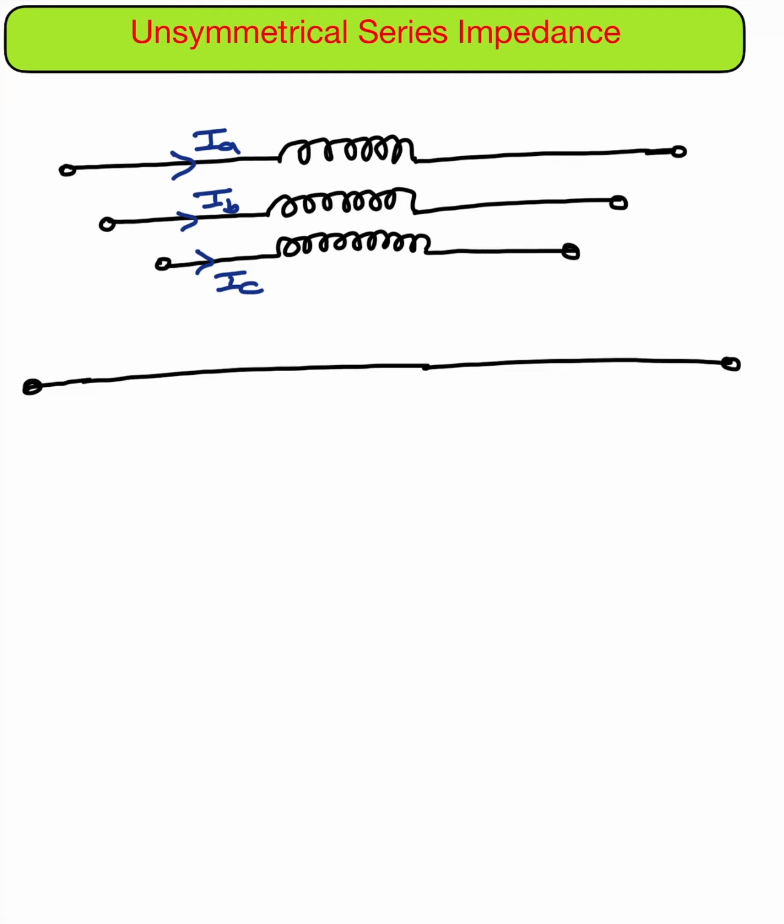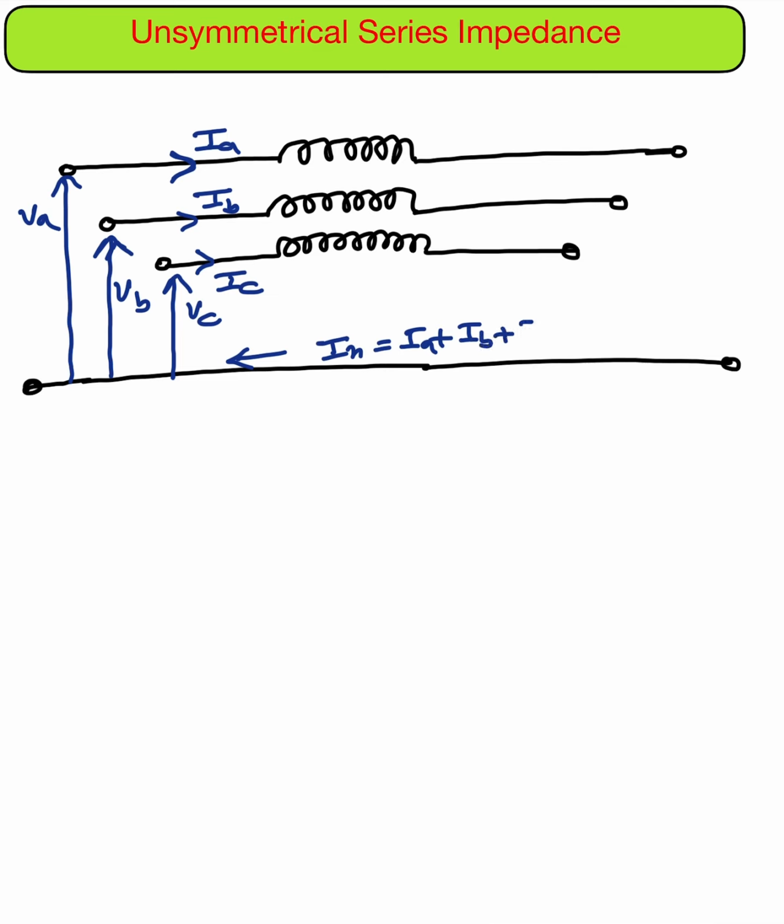Today we will discuss the unsymmetrical series impedance. In the unsymmetrical series impedance, you can see that there are three phase currents, IA, IB and IC. Across them the voltages are VA, VB and VC. This is the neutral current. Here the neutral current IN is flowing, which is equal to the sum of the currents, IA plus IB plus IC, as we know from previous discussion.